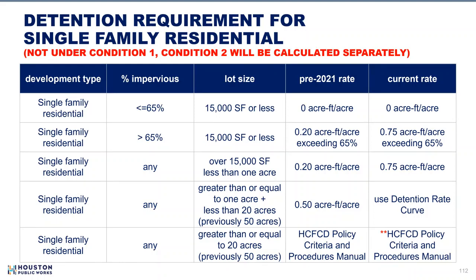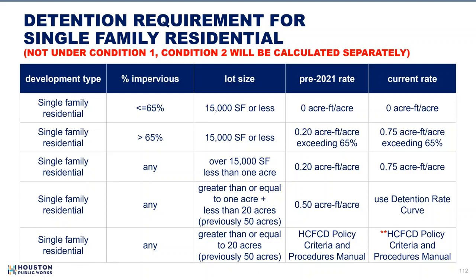However, if you are larger than 65% with impervious cover, then from 0.2 last year, it has now become 0.75. So it's more than 3 times more detention that you have to provide. And the next one is, well, if you are larger than 15,000 square feet, what do you do?